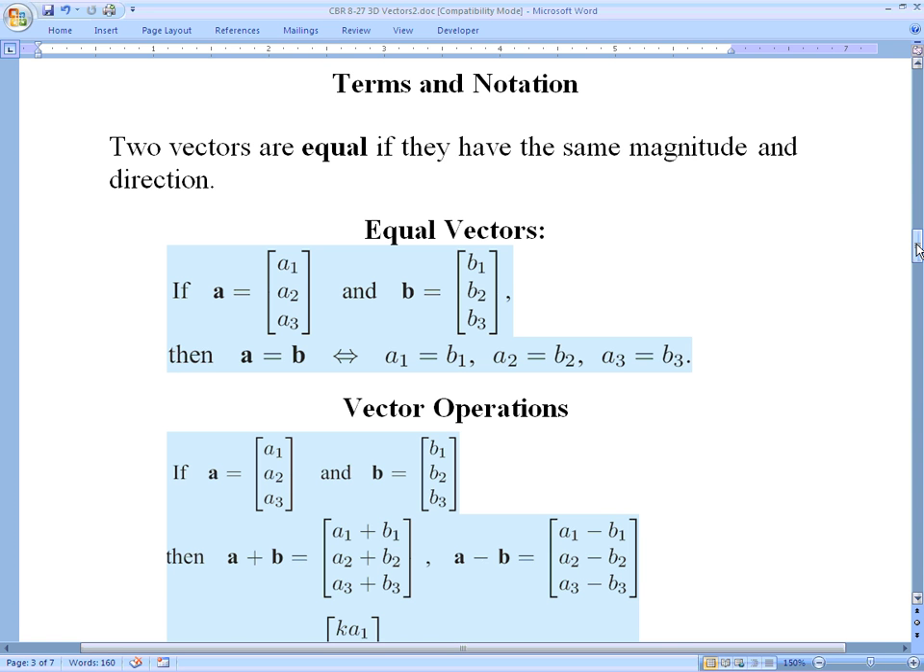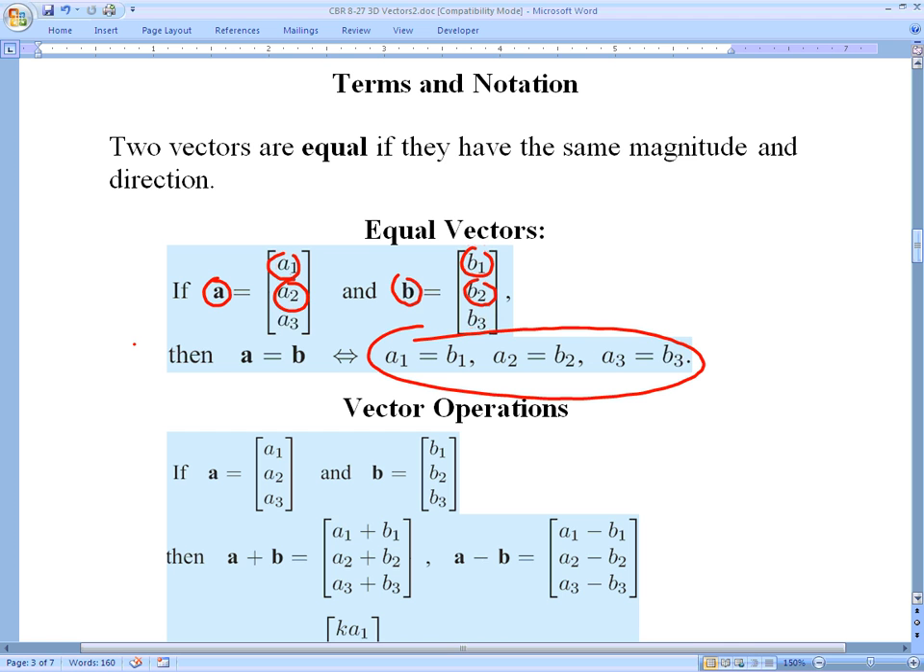We know that vectors can be equal, and if they're equal, every one of their components are equal. And that's what we're seeing over here, where if you have vector A and B equal, then all their components, like A1 and B1, have to be equal, A2 and B2, and that's what's expressed right here. Every component has to be equal, just like on 2D vectors.